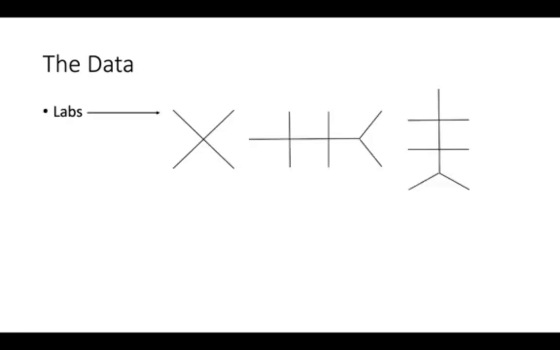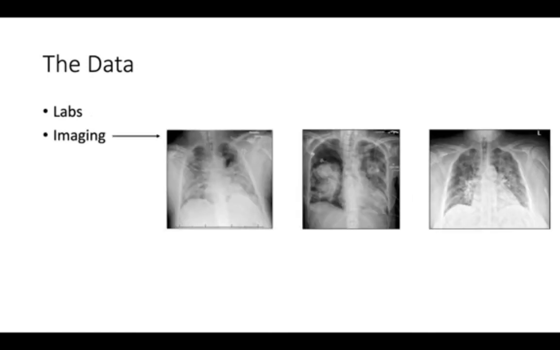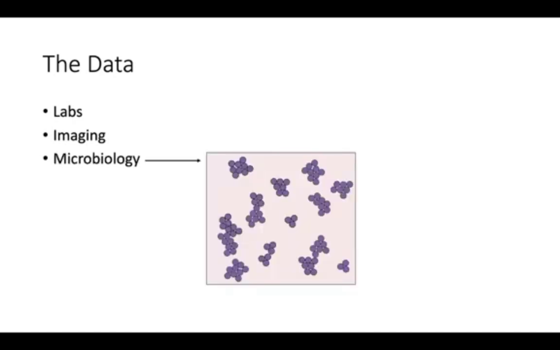The data portion of the objective begins by discussing the labs. Relevant labs include the CBC, BMP, and LFTs. Shown are the fishbone diagrams for these labs. After labs, report on any new imaging studies, including chest x-rays from overnight and the morning. End the objective portion of the presentation by discussing any new microbiology results.